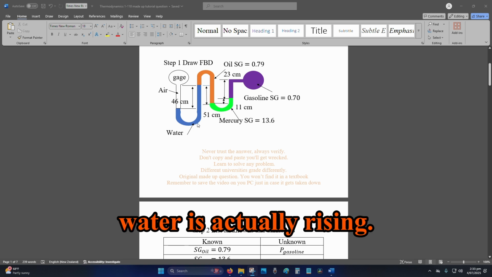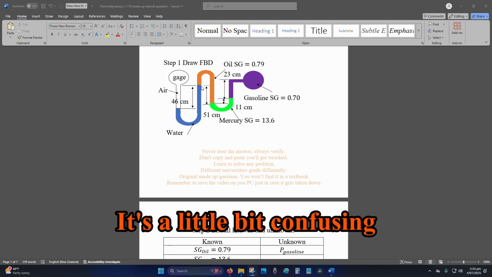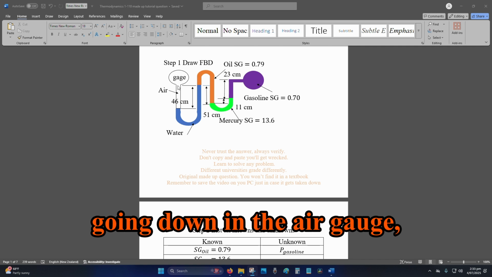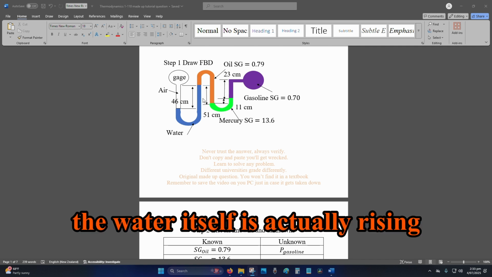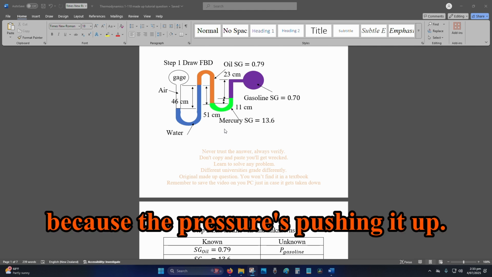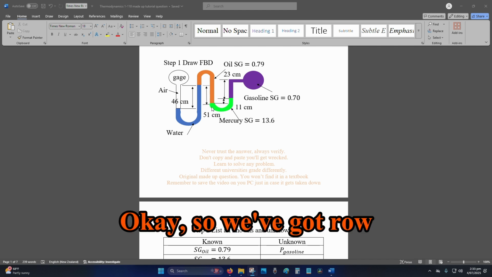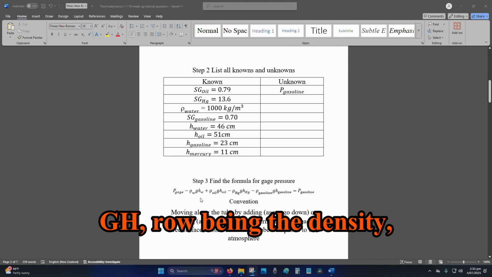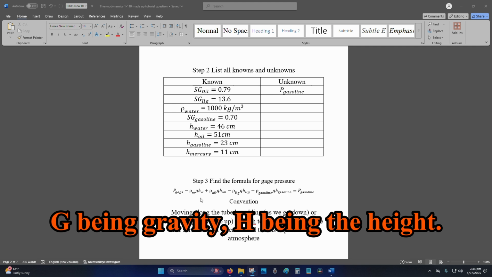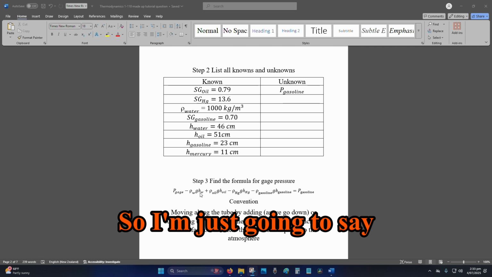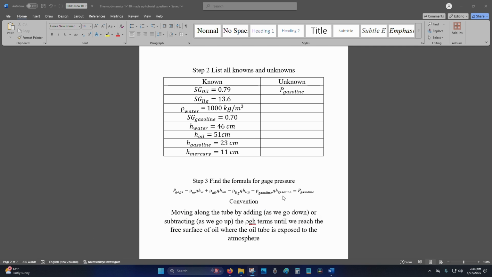As you can see, the water is actually rising. It's a little bit confusing because even though you're going down in the air gauge, the water itself is actually rising because the pressure is pushing it up. Okay, so we've got rho gh, rho being the density, g being gravity, h being the height. So that is the hydrostatic pressure. So I'm just going to say pressure for each of the fluid.